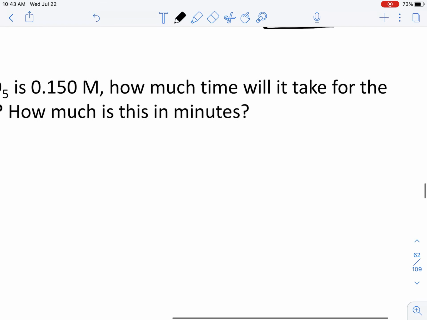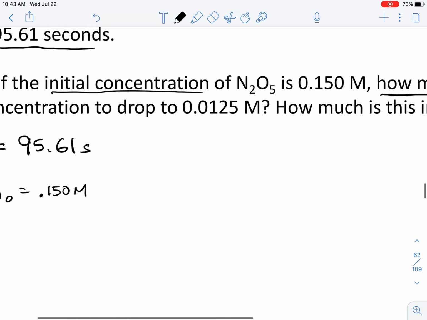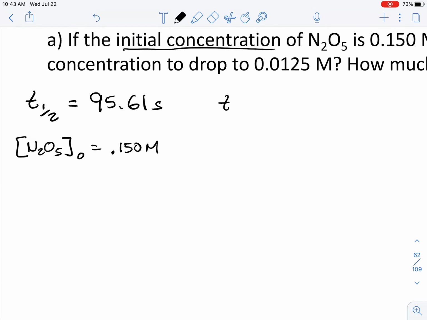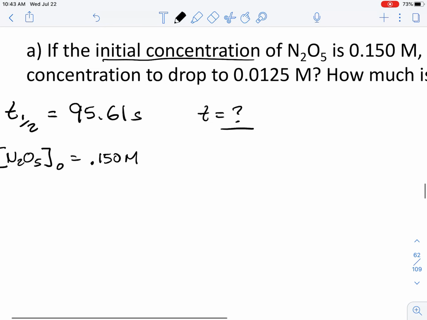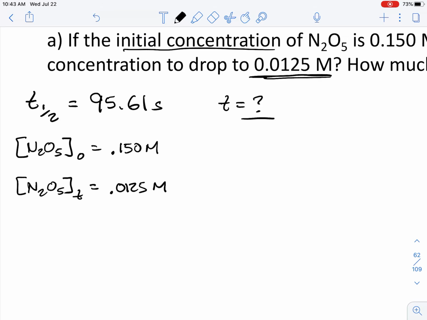And so notice how it's asking for time. Okay, so I'm looking for t, not t1/2. How much time will it take for the concentration to drop to this amount? And so since this is the final concentration, I'm going to assume that N2O5 sub t, the concentration at any given time period, is going to be 0.0125 molar.